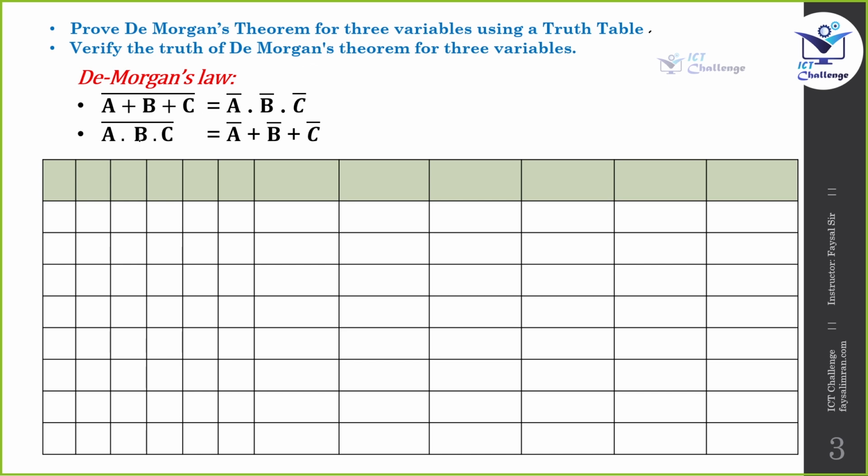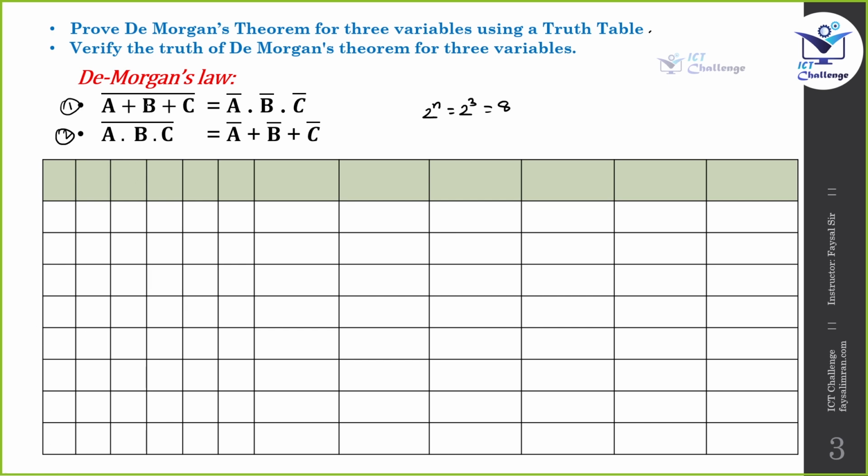So here is the revised equation for De Morgan's law using 3 variables. The first law is A plus B plus C whole bar equals A bar into B bar into C bar. The second law is ABC whole bar, which equals A bar plus B bar plus C bar. Now we get 3 variables, so this is 2 to the power n, where n is 3, and you will get 8. That means we have to draw 8 rows for this equation.